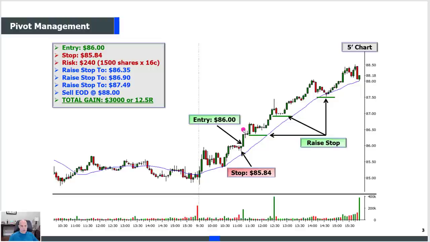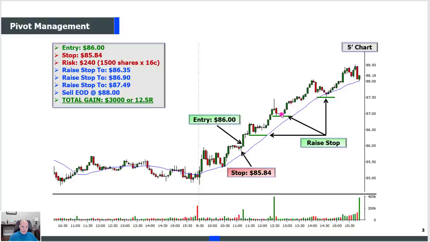So you're in a 16 cent stop loss and your stop is now 86.40. What do you have protected? About 2.5 to 1. The stock moves up, moves up, moves up, moves up. You're at 87.50 on this topping tail. You're up $1.50 on a 16 cent stop loss. You're up 9R. How much is protected? 2.5, because you haven't raised your stop yet.